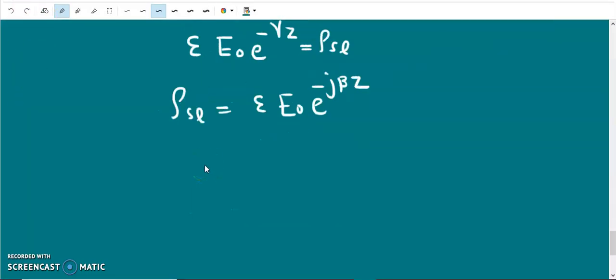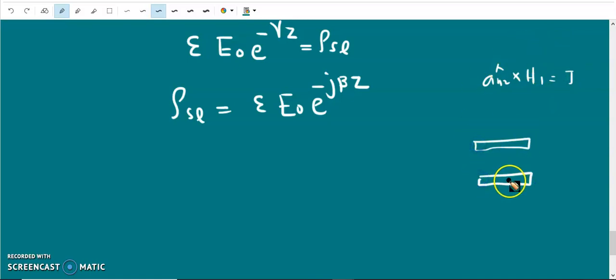Similarly, the other boundary condition, an2 cross H1 is equal to Js. So instead of H1, we take H, because the electric field and magnetic field exist only between the plates. In the conducting plates, the electric and magnetic fields are 0. In between them, the electric and magnetic field exist. So an2 is ay itself.